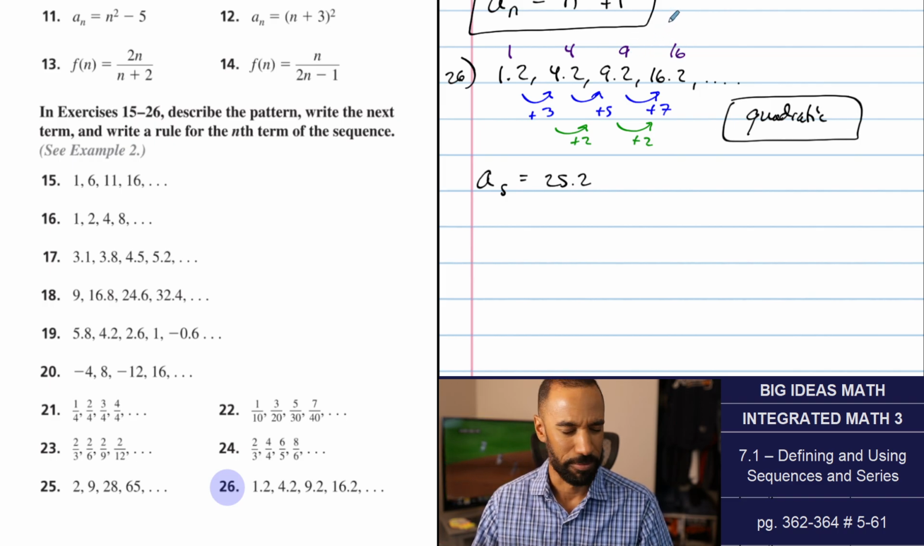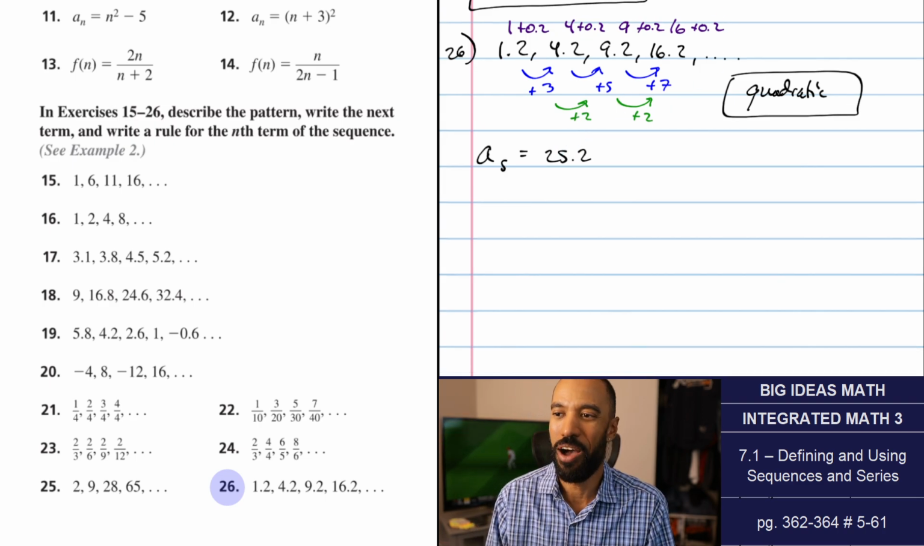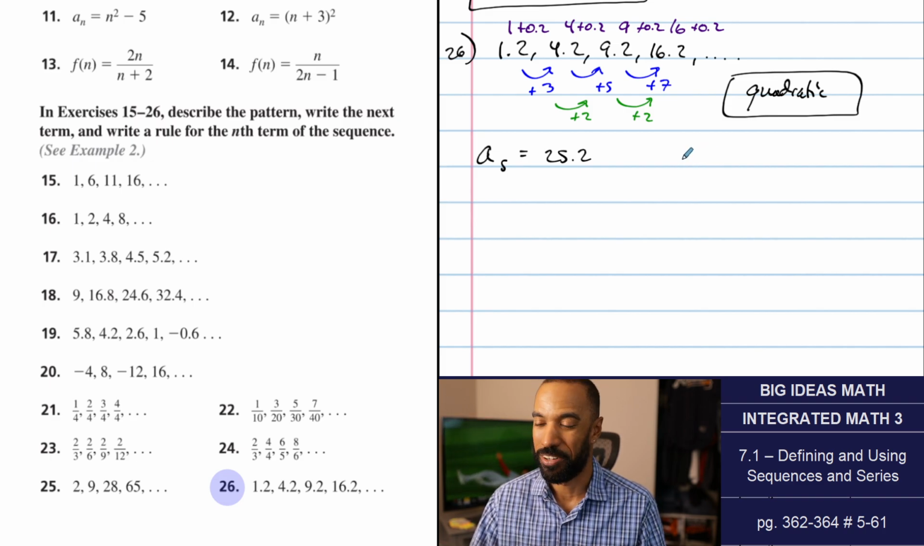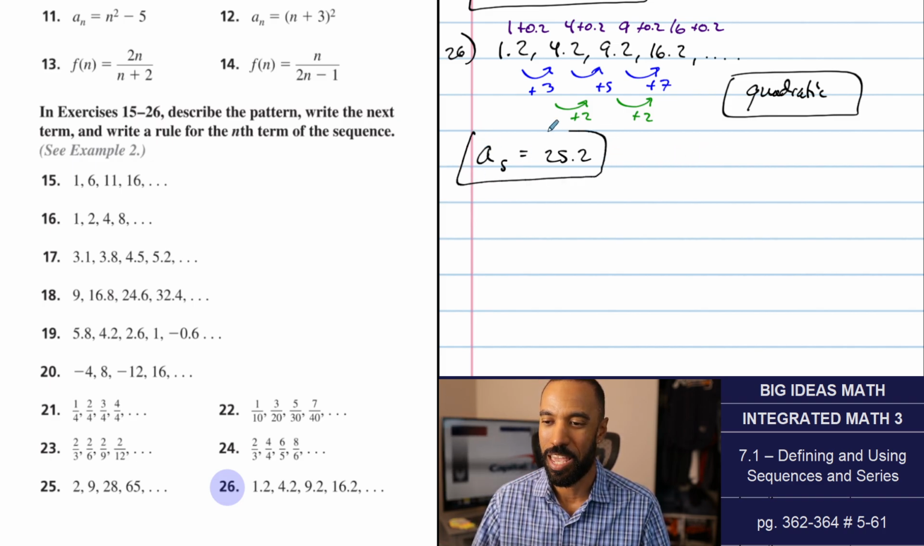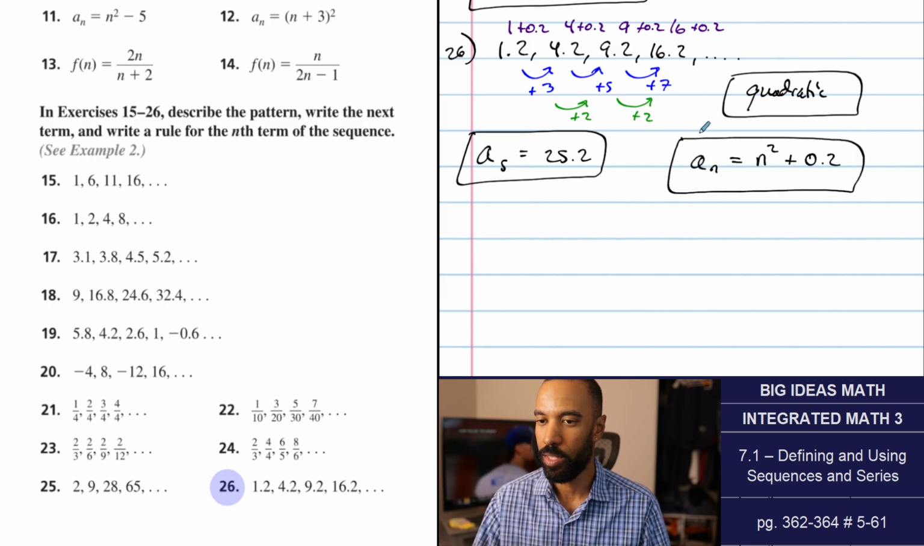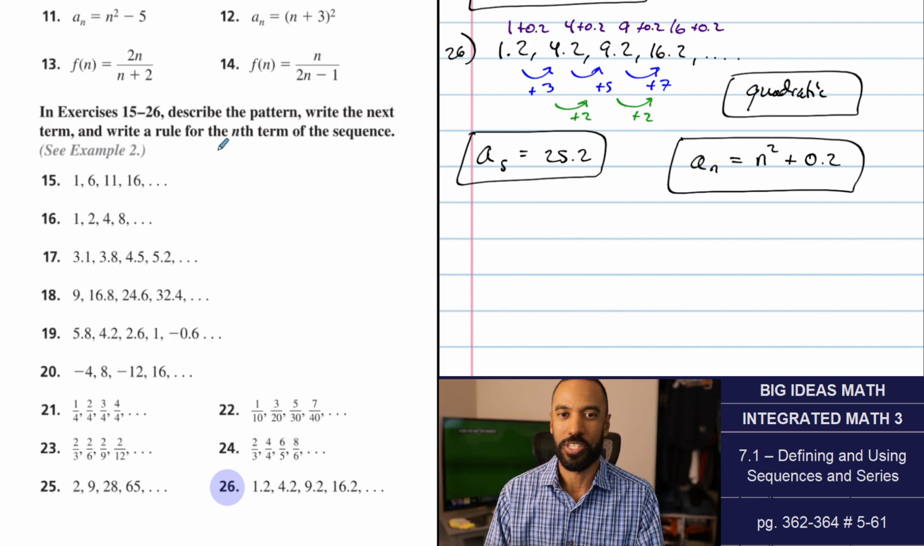I don't know why I didn't catch on to that. I'm sorry. And this is 1 plus 0.2, 4 plus 0.2, 9 plus 0.2, and 16 plus 0.2. And that's why this is 25.2. It's 25 plus 0.2. Okay, that was a lot easier than I thought. Now, was it going to be that easy? I don't know. But it was, so we get to do it. So a sub n is you square your position, n squared plus 0.2. And that would be that answer there. Okay, there was our 15 to 26.